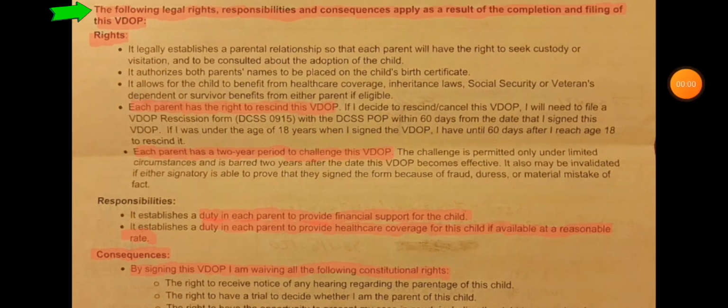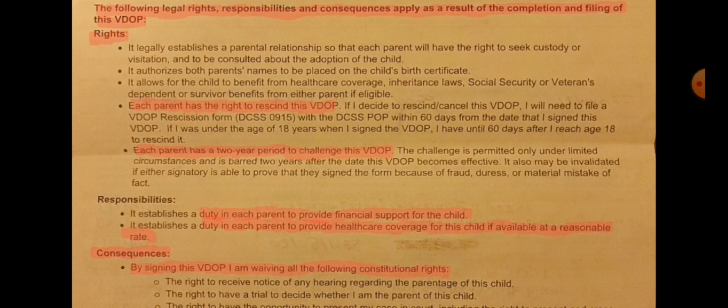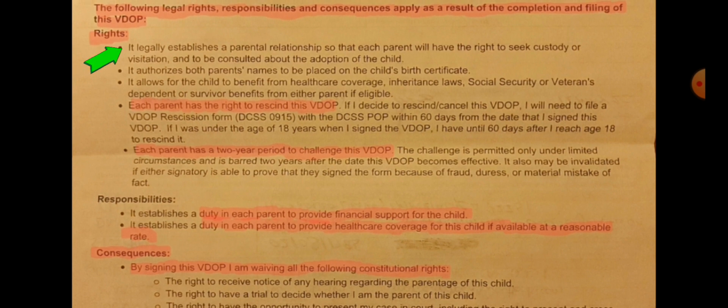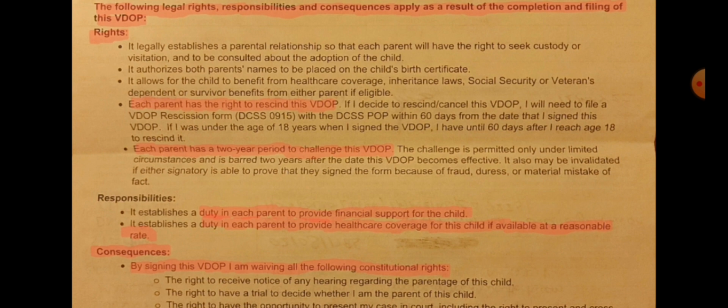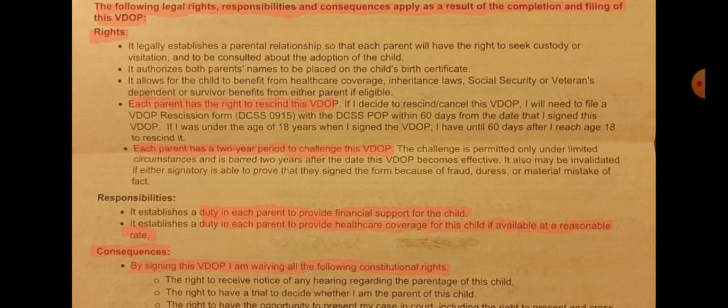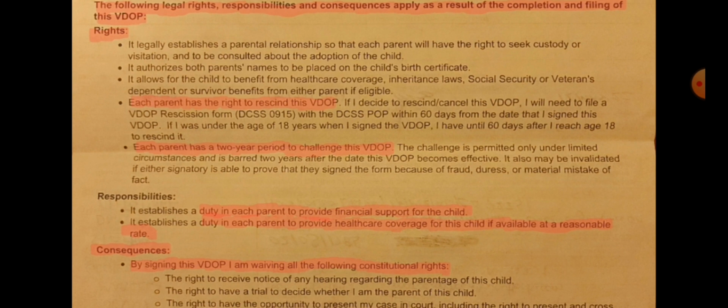Start right here. And it reads, the following legal rights, responsibilities, and consequences apply as a result of the completion and filing of this VDOP. Then it states rights, guys. So now let's pay close attention to the rights that you have after it's been signed. And it reads what? It legally establishes a parental relationship so that each parent will have the right to seek custody or visitation and to be consulted about the adoption of the child. Bullet point number 2. It authorizes both parents' names to be placed on the child's birth certificate. Bullet point number 3. It allows for the child to benefit from healthcare coverage, inheritance laws, Social Security, or veterans dependent or survivor benefits from each parent if eligible.